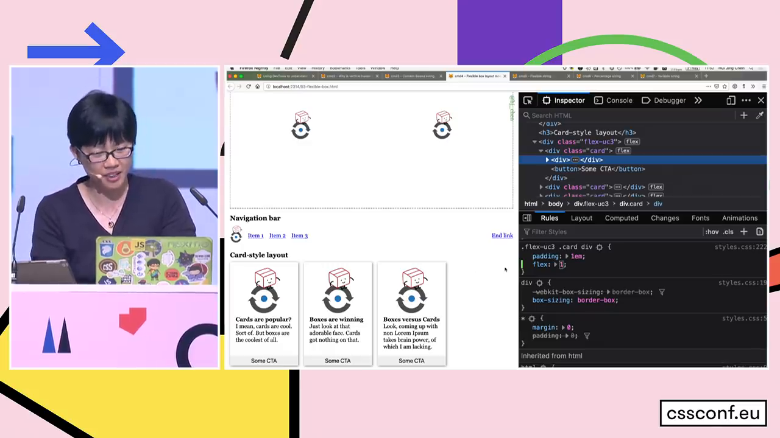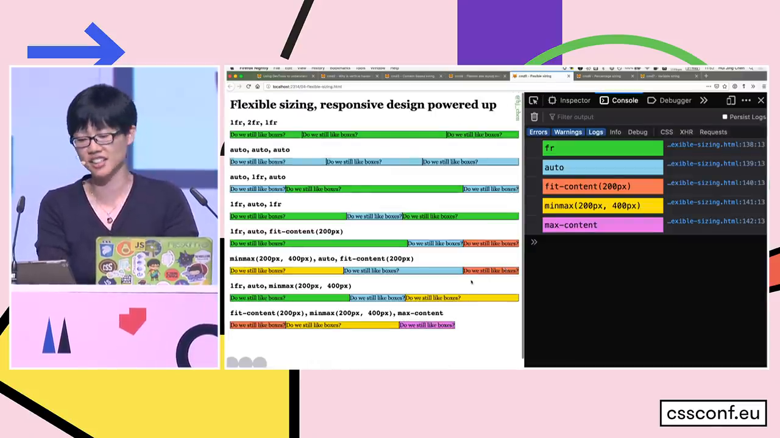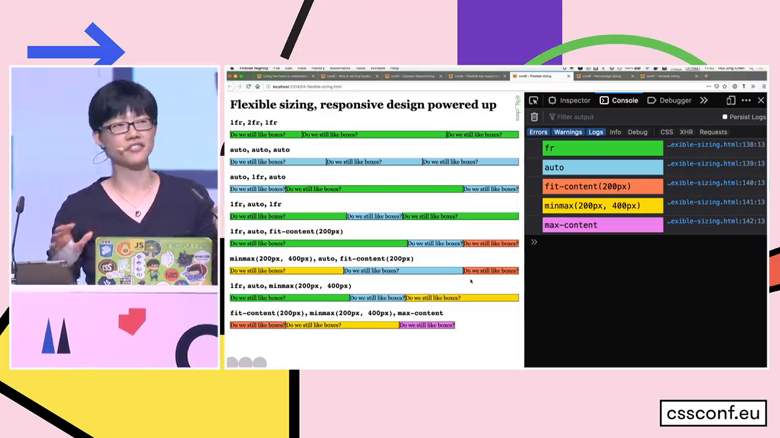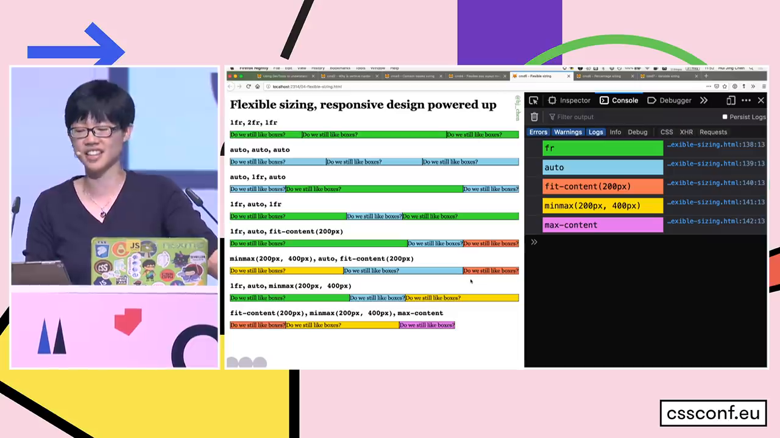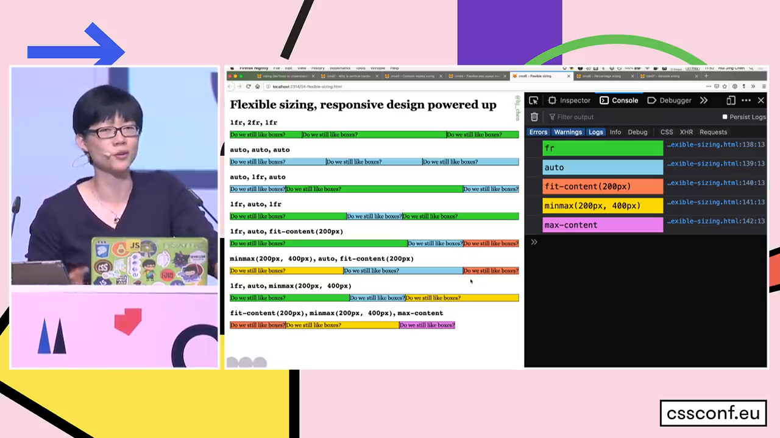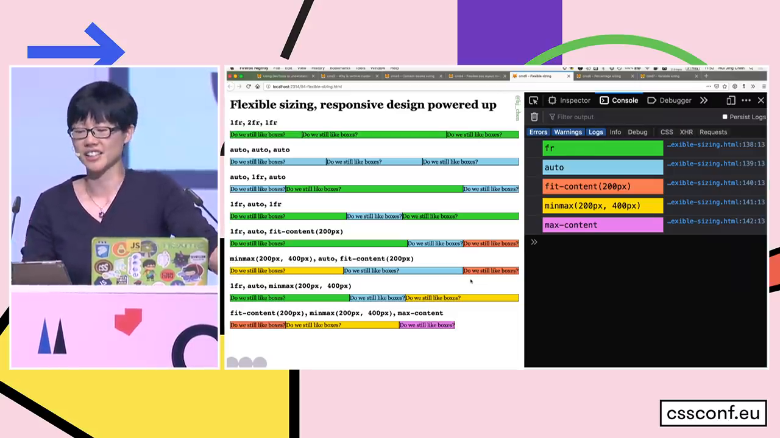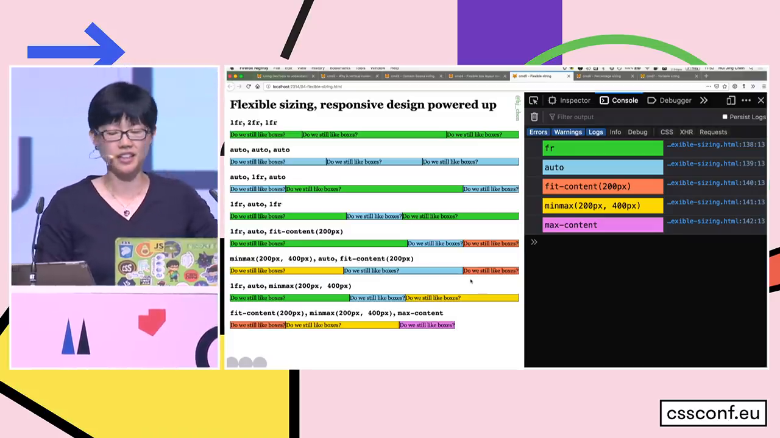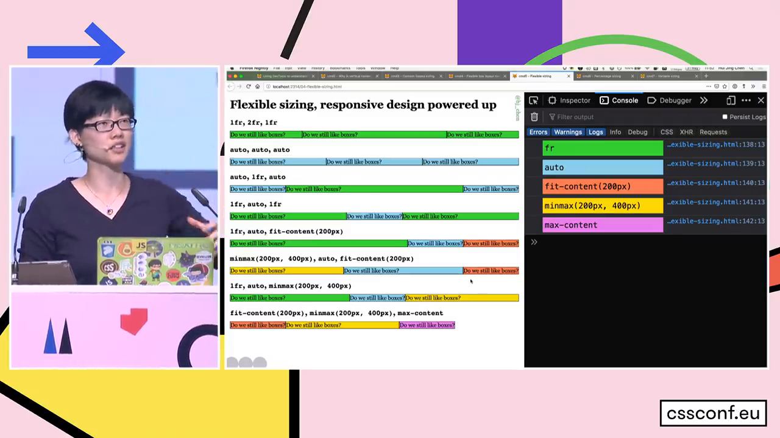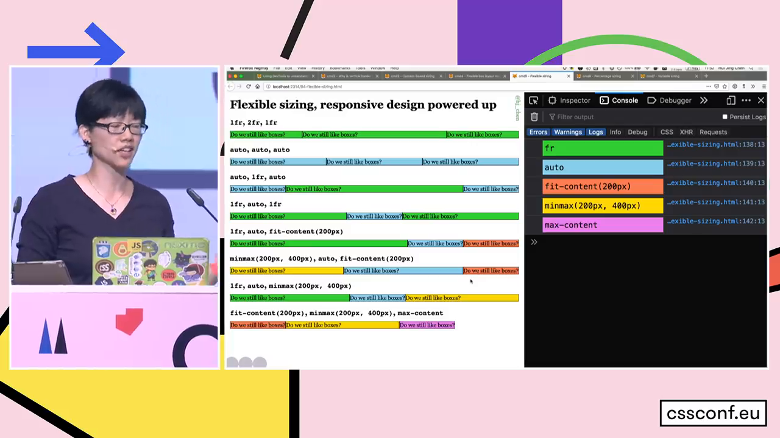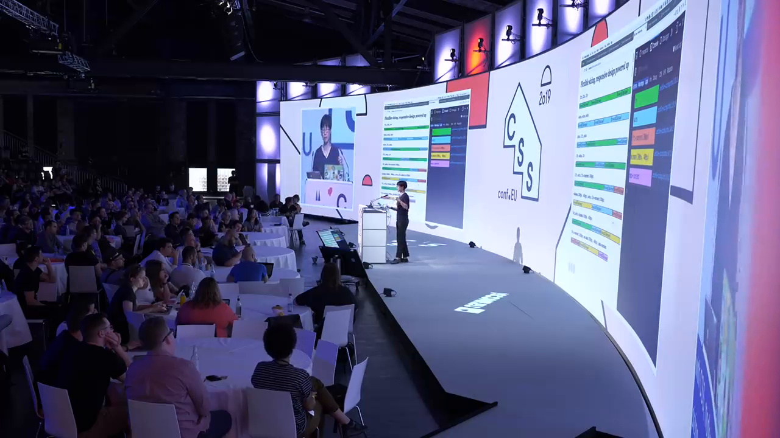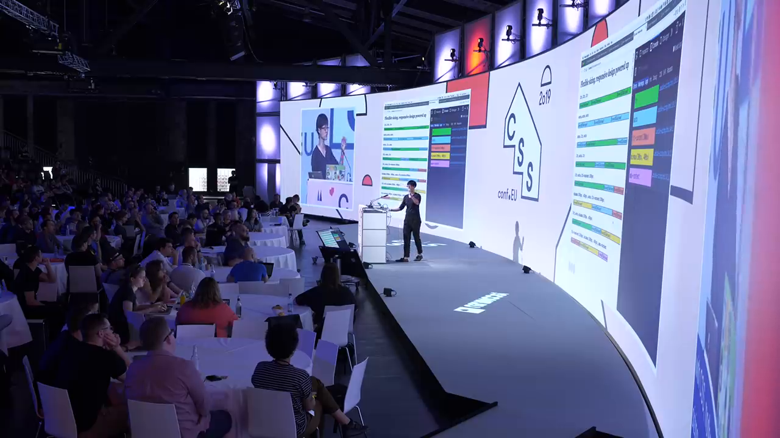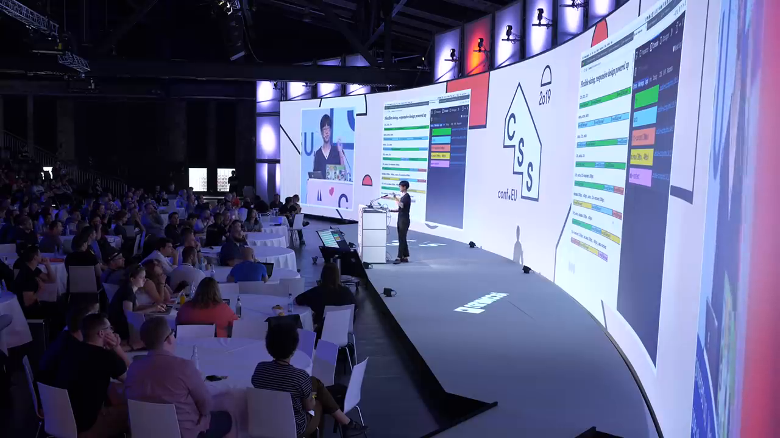And now I think I'm running out of time, so moving on to the next thing. I want to talk about this rather fascinating thing that I discovered when I was playing around with modern CSS layouts, which is flexible sizing, or what I call responsive design powered up. We've covered some flexible sizing units when we talked about flex, and all these sizing units are also available in grid. And what grid also introduces is this thing called a FR unit, which is a fraction of free space.